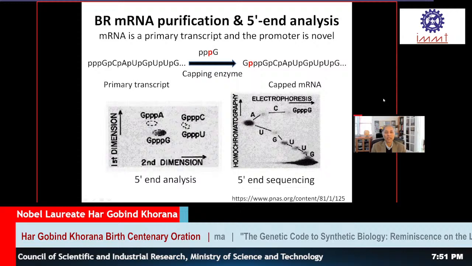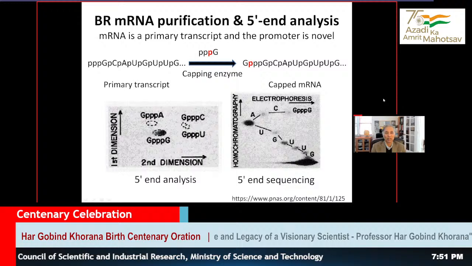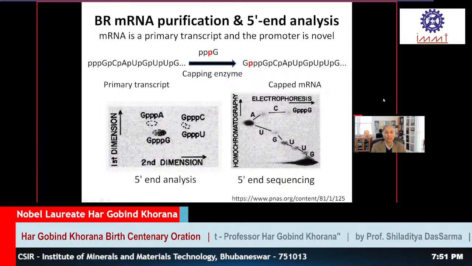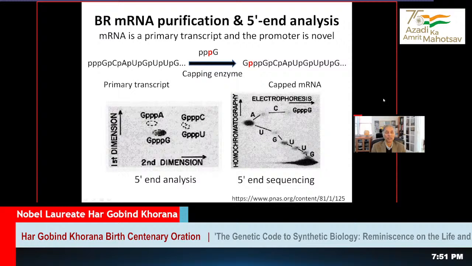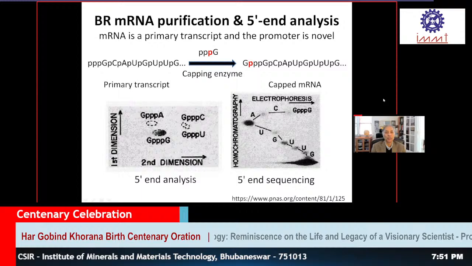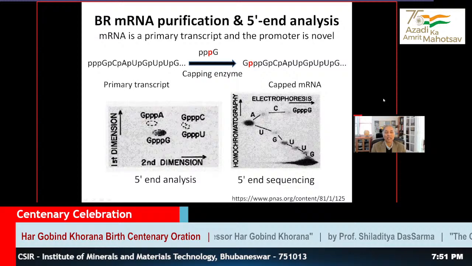So the way in which I proceeded to do this was through purification of the messenger RNA and 5' end analysis. The mRNA was purified by hybrid selection, and then I tested for the labeling at the 5' end using a viral capping enzyme. This is a eukaryotic capping process, which requires GTP. So primary transcripts have 3 phosphates at the 5' end, a triphosphate, and can be capped in vitro using the capping enzyme.